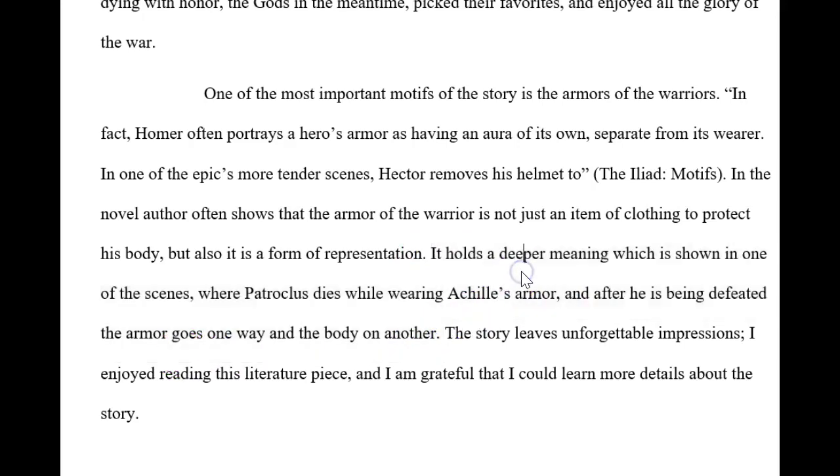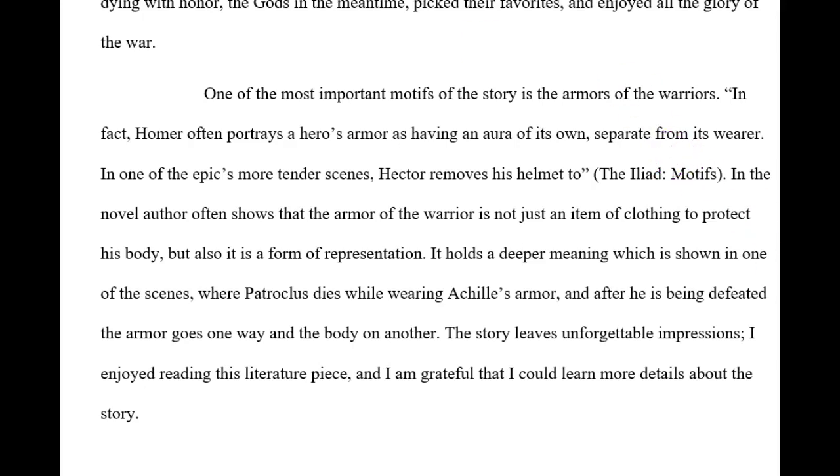It what holds a deeper meaning, which is shown in one of the scenes where Patroclus dies while wearing Achilles' armor, and after he is being defeated, the armor goes one way and the body on another. The story leaves unforgettable impressions. I enjoyed reading this literature piece, and I am grateful that I could learn more details about the story.